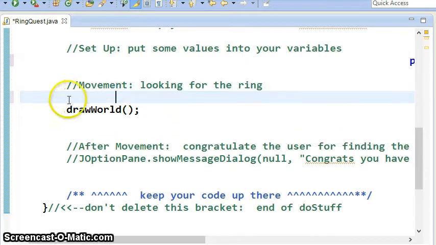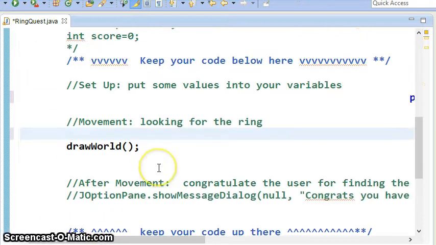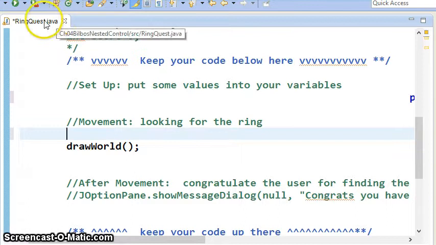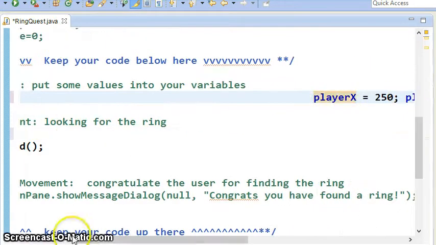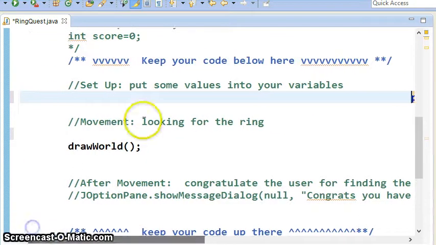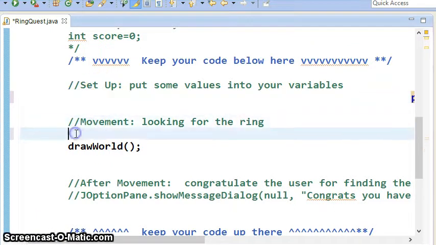Now, I want you to get to the right spot. Don't be that kid that's writing code out in wherever, outer space. In your RingQuest, you already have some setup. You've already put setup stuff there. I hid mine from you, so I'm not giving the answer. Cheater. So you got your setup going on. You set up your ring. You set up your Bilbo. Then I gave you this little comment called movement.